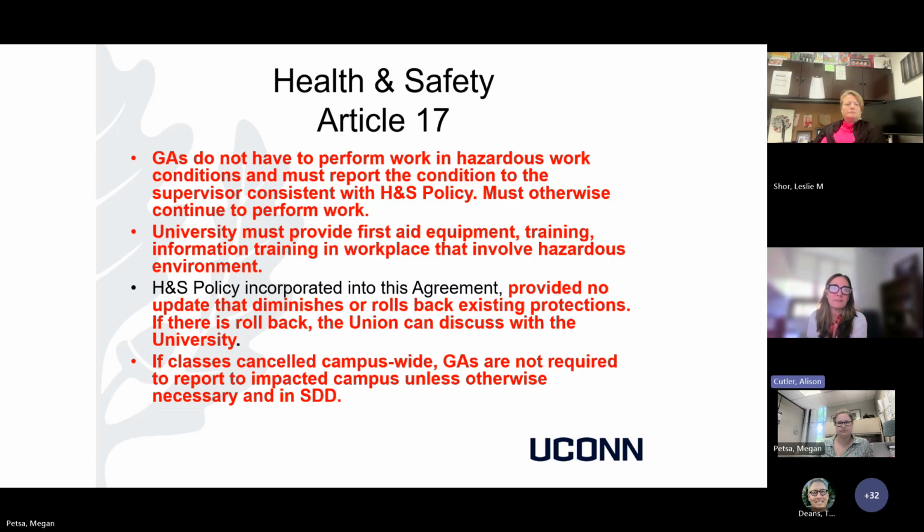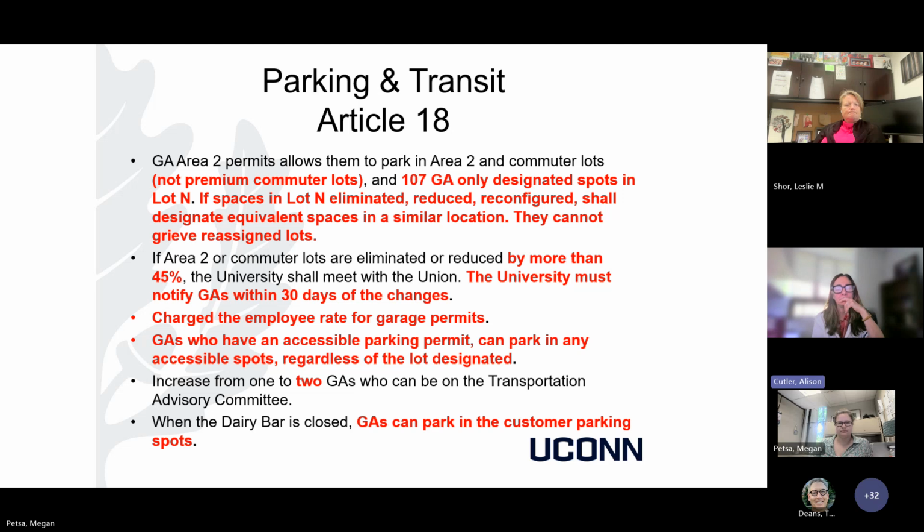And then the final piece of this article is that if classes are canceled campus-wide, GAs are not required to report to that impacted campus unless it's in the STD. So I talked about that in a previous slide. Go on to the next one.